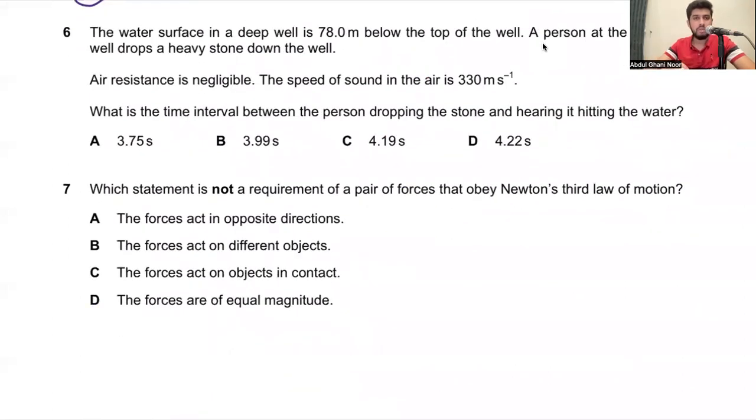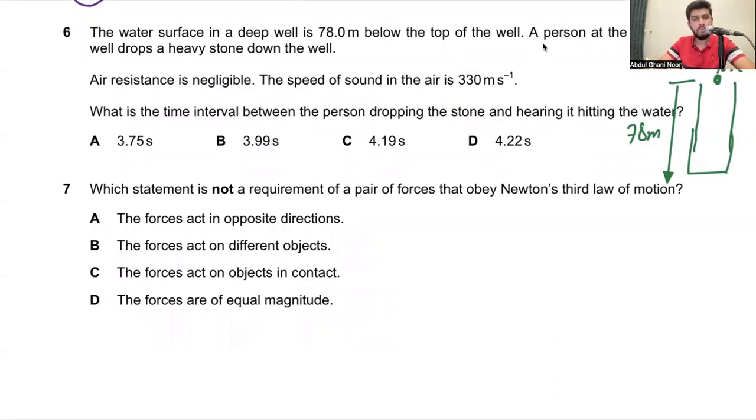Question number 6 says the water surface in a deep well is 78 meters below the top of the well. A person at the top of the well drops a heavy stone down the well. So you've got a well here, a person drops a stone, and this well is 78 meters deep. What is the time interval between the person dropping the stone and hearing it hit the water? So let's first find out how long it takes for the stone to reach the bottom of the well.